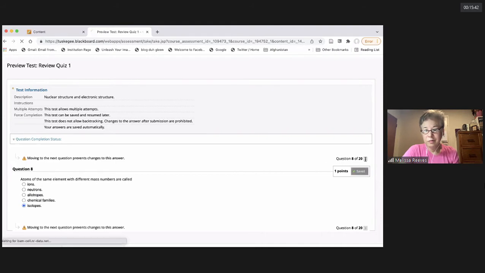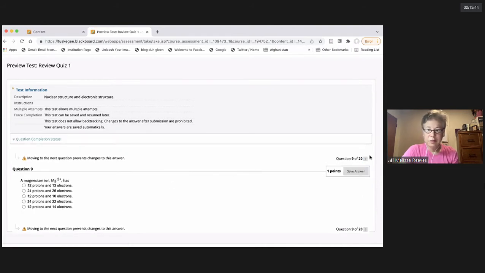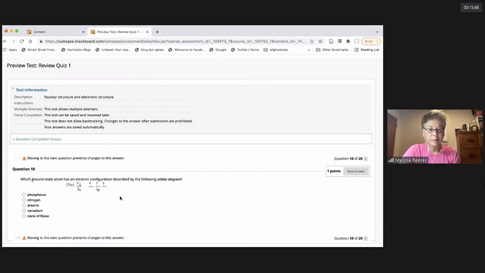It's another one of those. Okay. Here we go. Which ground state atom has an electron configuration described by the following orbital diagram? We're talking about 3s's and 3p's, so we're in the third row, and it has 3 p electrons.